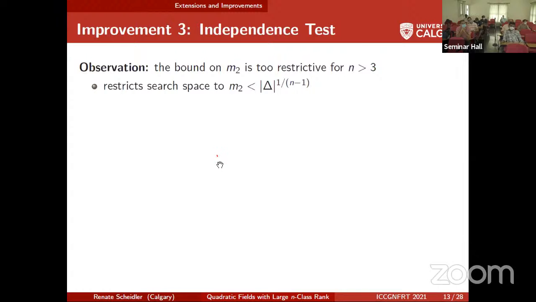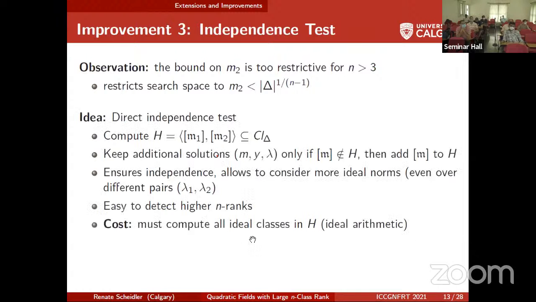Instead of using this independence condition, you just do an explicit independence test. So what you do is when you have your two solutions, your two ideals, you just check if they are independent in the group theoretic sense. So you look at the group generated by the two of them. That's a subgroup of the class group. And then you check, you hope that they're independent, even if they're not independent. As you find more and more solutions to a given delta, you keep adding that, and you only add them if they're independent with the previous stuff. So you guarantee independence this way, and you can even keep all these results and try the run again with a different lambda pair and collect more and more of them. And that's how you collect independent solutions. And that also gives a really good way of detecting higher n ranks. So not just 2, but maybe an n class rank of 3 or 4. So that was his third big improvement.